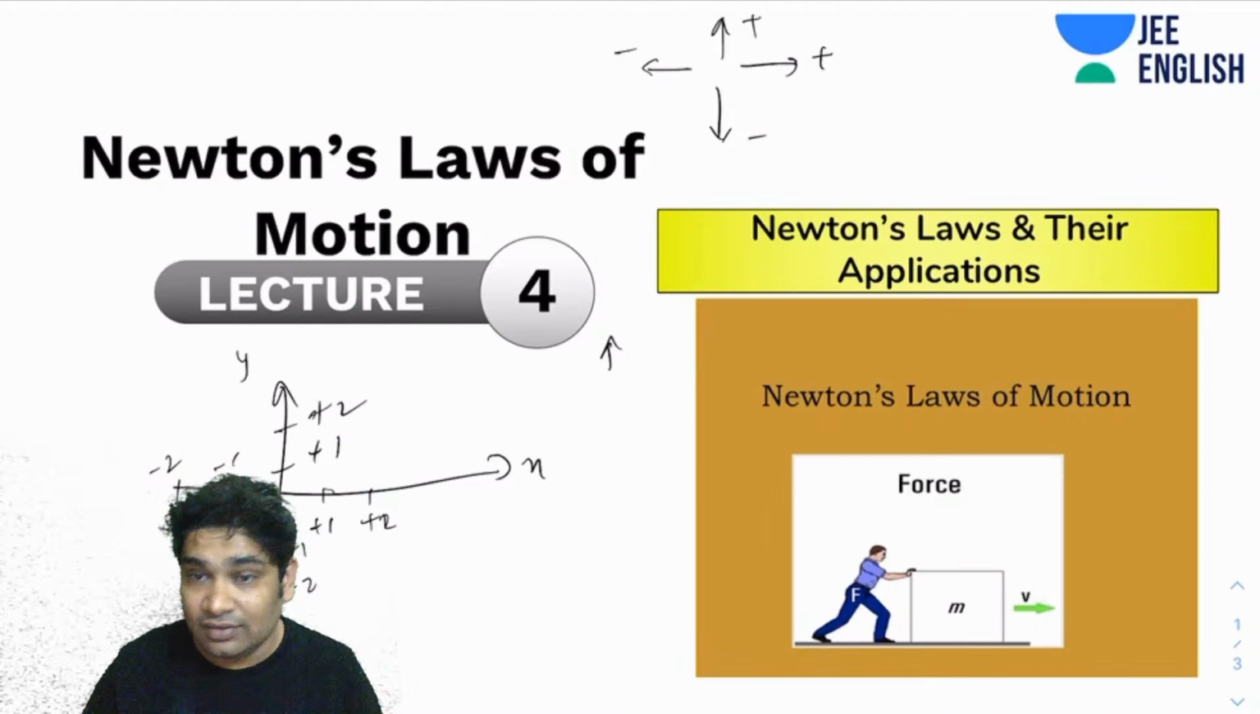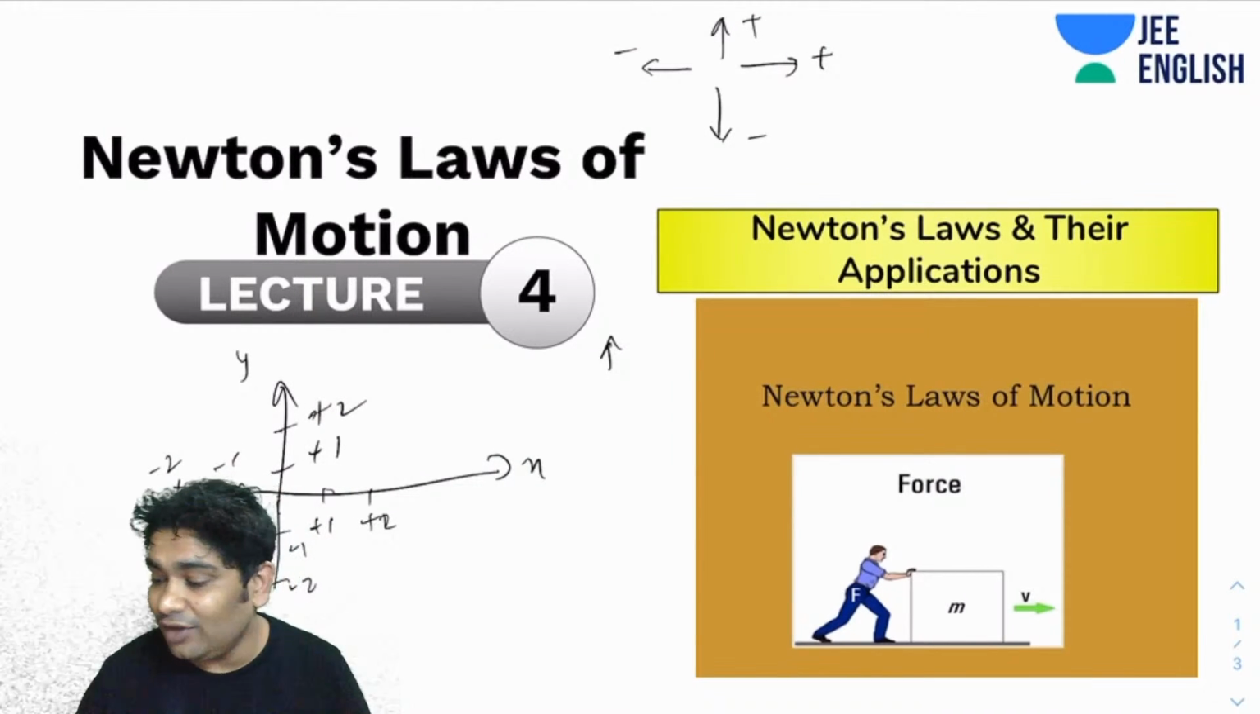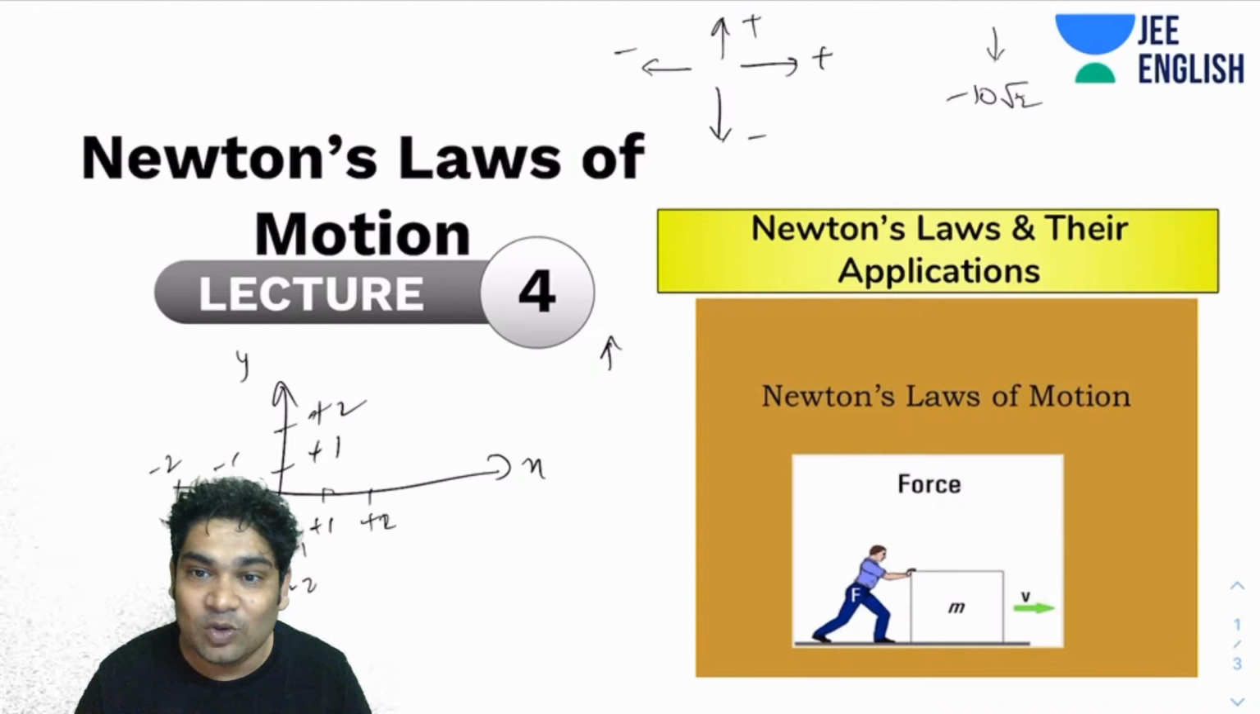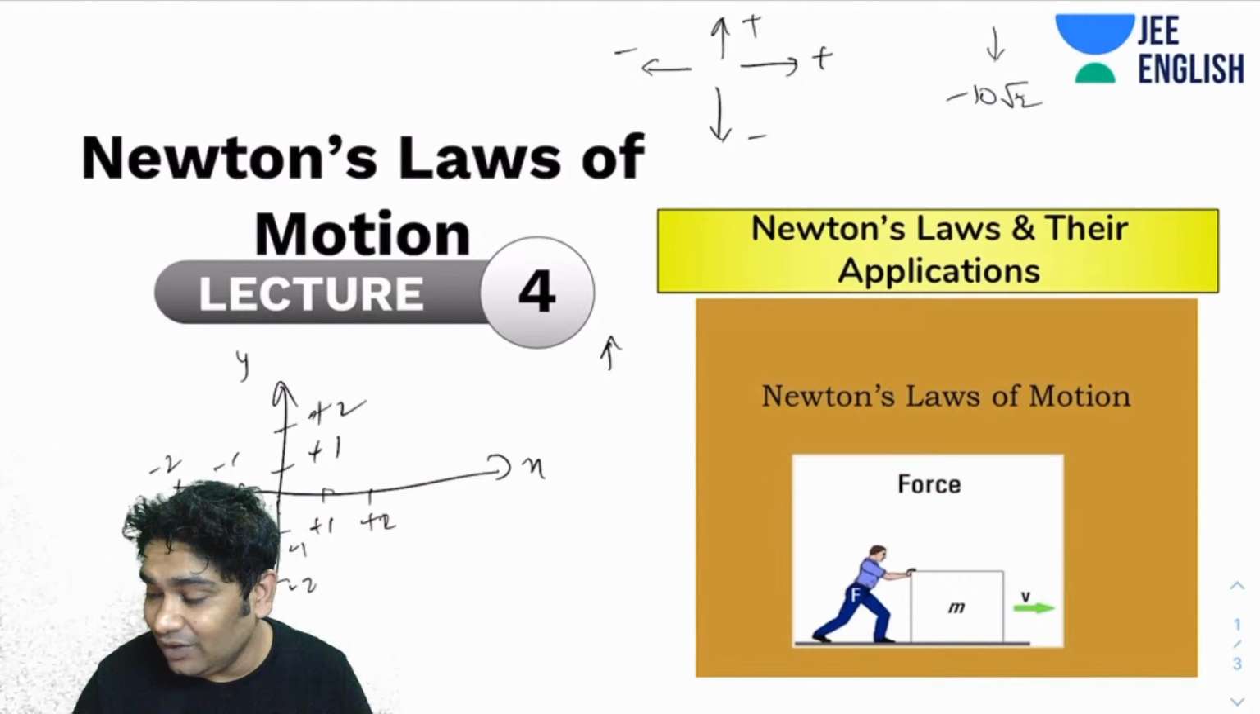All right, for education, is that clear? When the velocity was downward 10, I took it as minus 10 root 2 because it was downward. Then when it rebounds, it is upward. That is why I took it as plus.